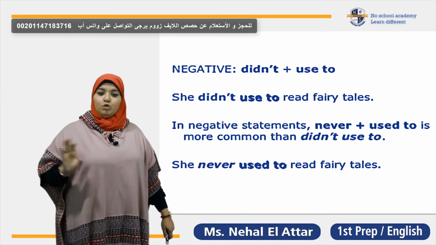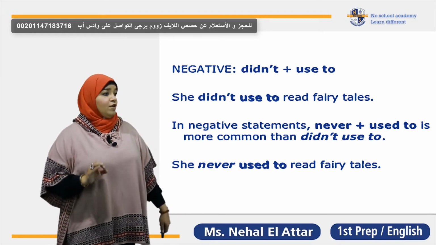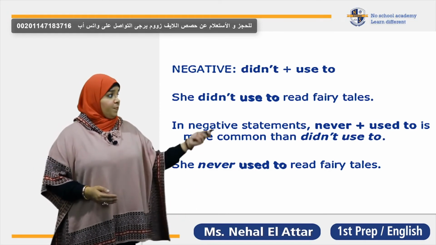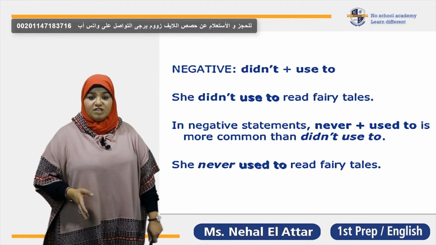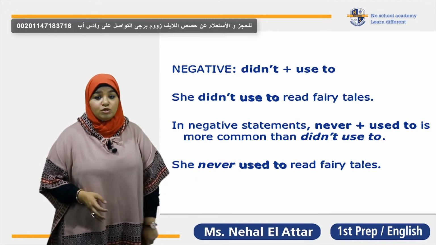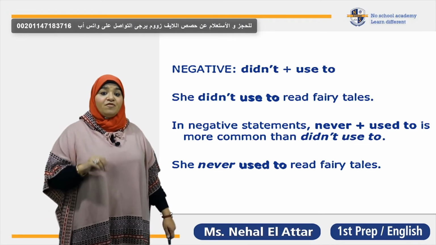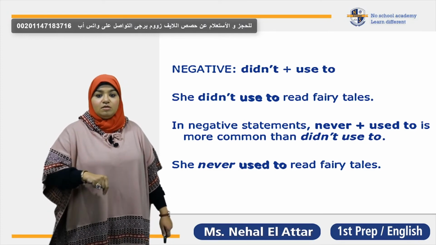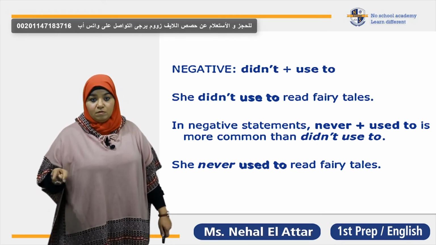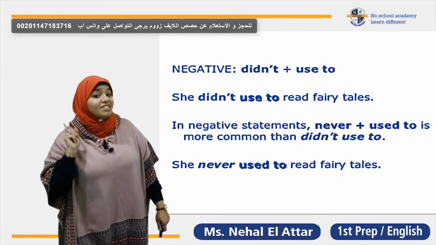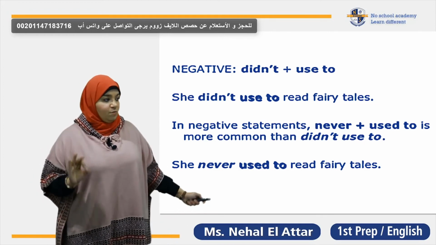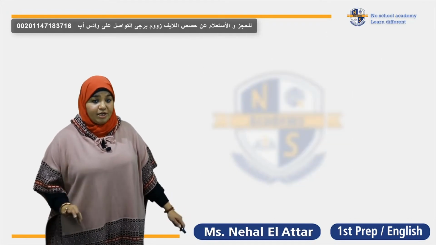Didn't use to, okay? This is the negative form, and here are some examples to emphasize this. She didn't use to read fairy tales. If you put never, it carries the negative meaning inside it. So don't put didn't. No, never used to. Okay? One important tip, one important trick.